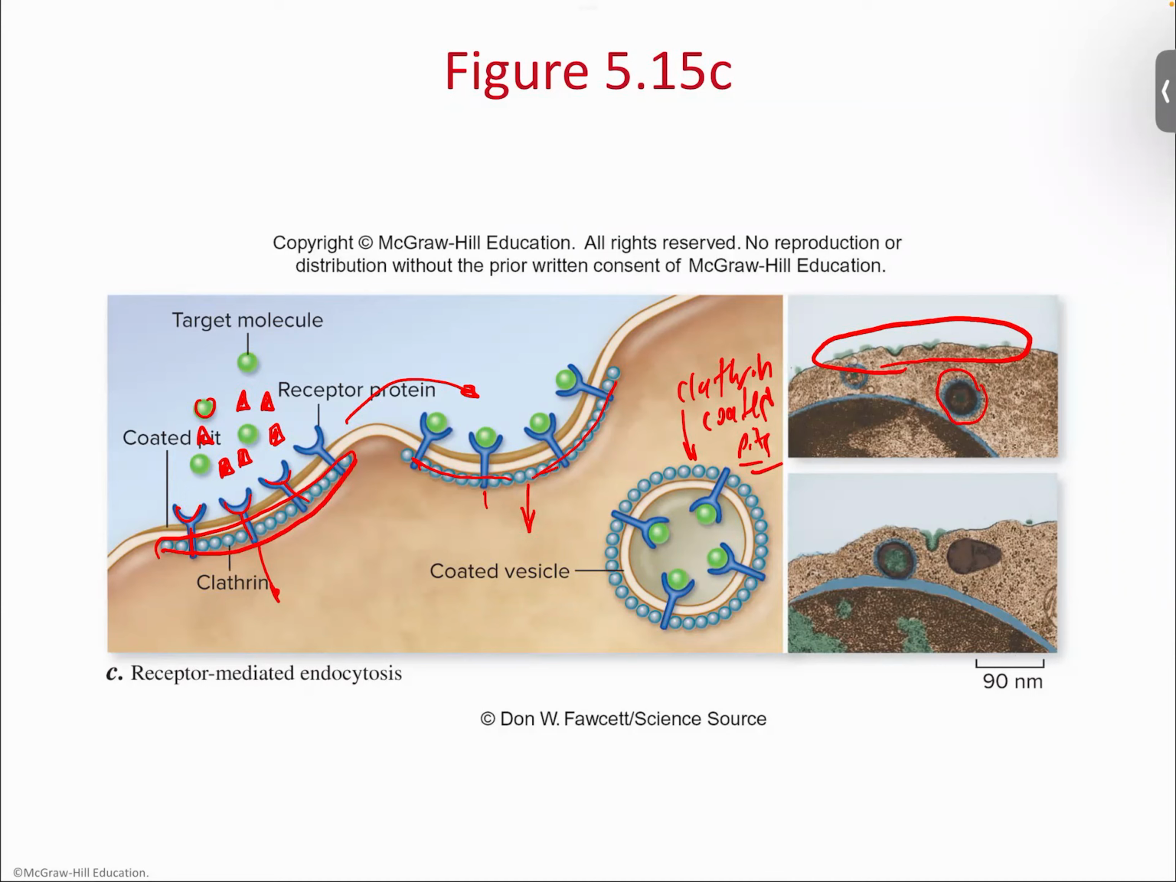So that's kind of good, right? Because you've got two different mechanisms to just bring in stuff, big stuff or smaller stuff. And you've got one where you can actually be very specific about what you bring in. So between the three of these, you actually have a lot of control and regulation over what's coming into the cell.